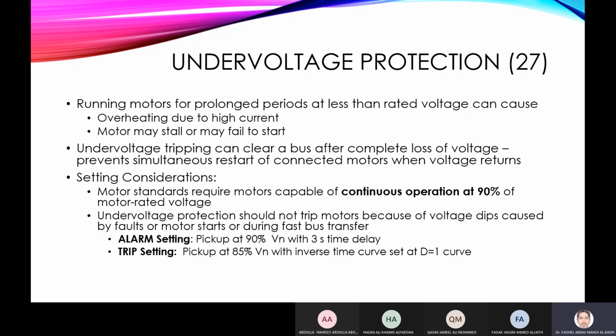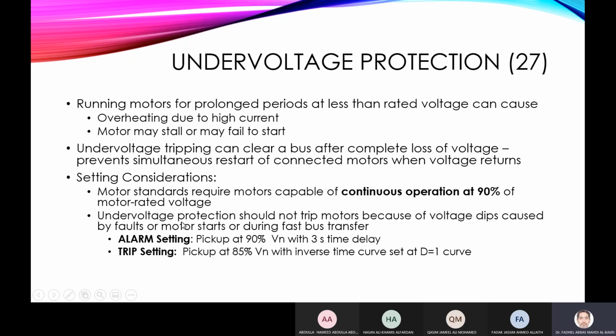So how do you set it? We can set an alarm when the voltage is below 90%, say a 3 second alarm. And if the voltage is even lower, sometimes I've seen standards use 85% of the rated voltage, sometimes even 70%. If the voltage drops to 70% with some time delay, then you take an action. But mostly under voltage is time delayed; it's not an instantaneous action.